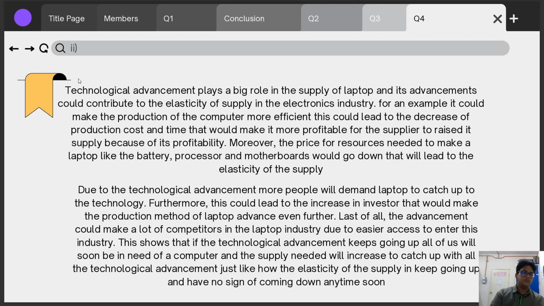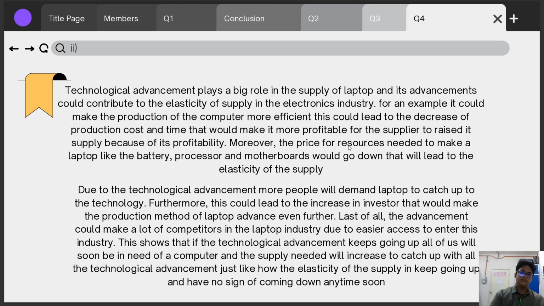Now I will talk about Roman 2. Technological advancement plays a big role in the supply of laptops, and it could contribute to the elasticity of supply in the electronics industry. For example, it could make the production of computers more efficient, and this could lead to a decrease in production cost and time. That would make it more profitable for the supplier to raise its supply, just like how we show in the equation in the first one.